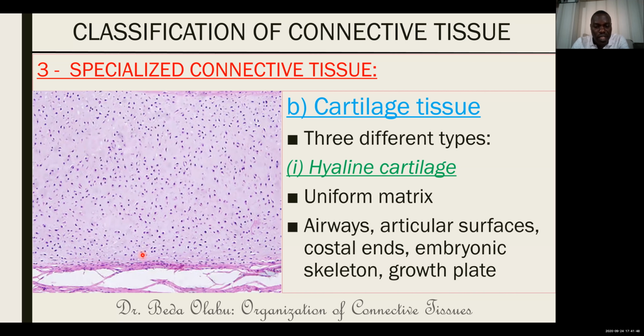Where do you find hyaline cartilage? This is the type of cartilage we find in the larynx, trachea, and the bronchial tree. We also find it in synovial joints, the ends of bones in synovial joints. We find it at the junction between the ribs and the sternum. We find it forming the skeleton of the embryo, and we find it in the growth plate of long bones. This is hyaline cartilage, the most abundant type of cartilage, actually.